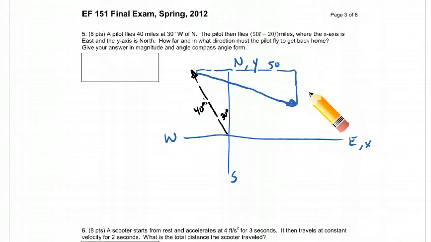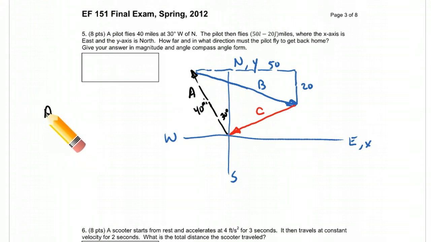Okay, 50 and 20. And the question is, how far do we have to fly to get back to where we started? So we want this vector, I'm going to label it C. We want its magnitude and direction. So if I label my black vector A, my blue vector B, then really what we're saying is we want A plus B plus C added up to be 0.